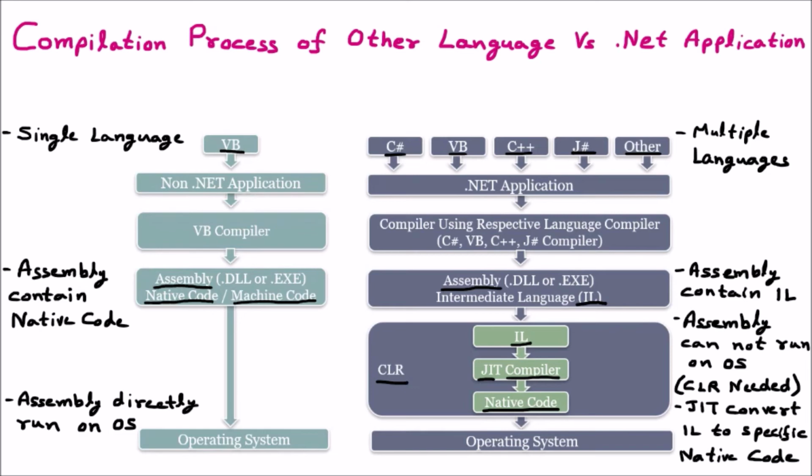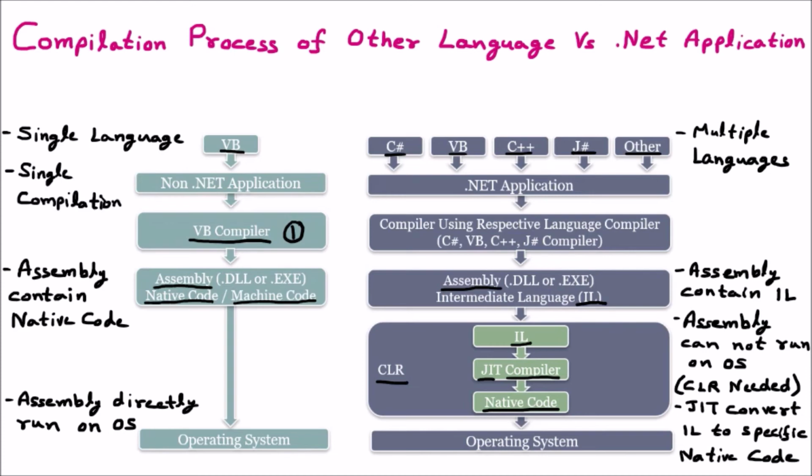So here we can see that in a normal application, we are having a single compiler. If we see VB, C or C++, here we are having only one compilation process. So we can say that it is a single compilation.